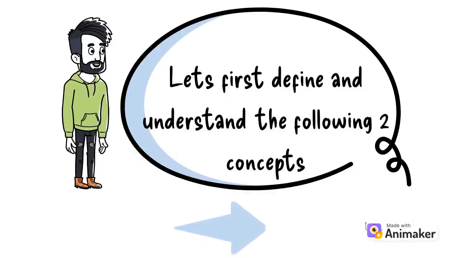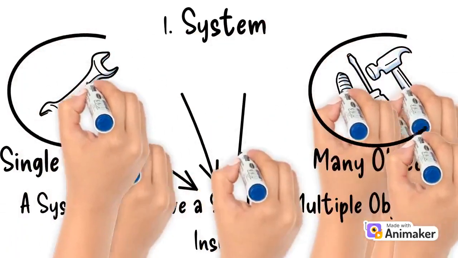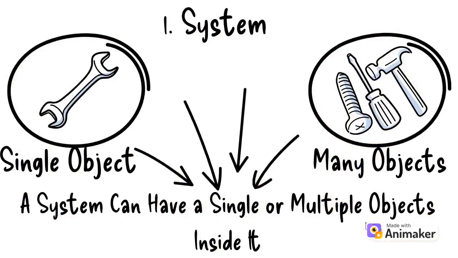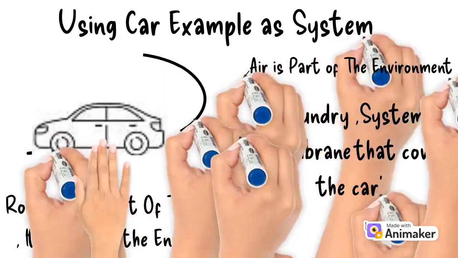The first concept we need to look at is a system. In the context of conservation laws, a system is any object or group of objects that we mentally separate from the surrounding environment. You can think of a system as an imaginary membrane that covers our object of interest. Everything inside this imaginary membrane is part of the system, and everything outside of it is part of the environment.